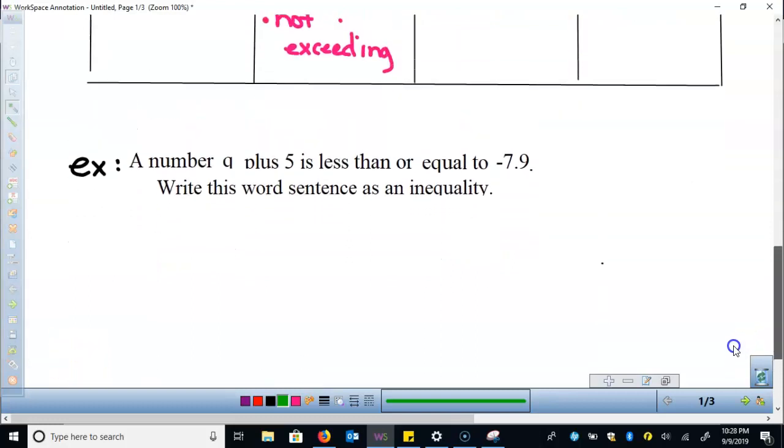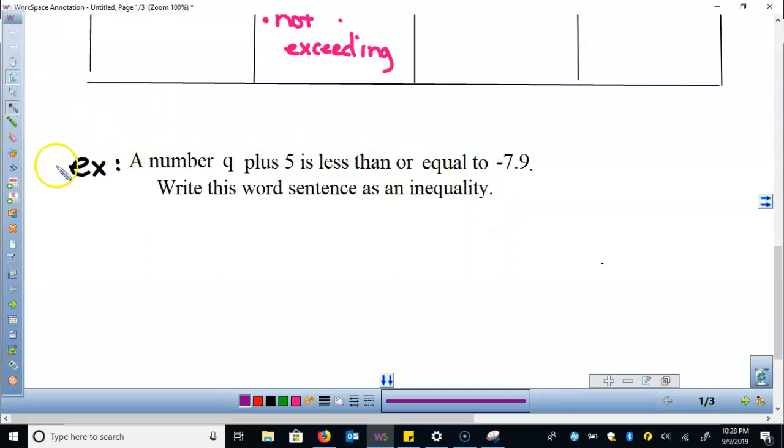Let's take a look at an example and how this might look on paper form. So if I have a statement, a number q plus 5 is less than or equal to negative 7.9, and I want to write this word sentence as an inequality statement.